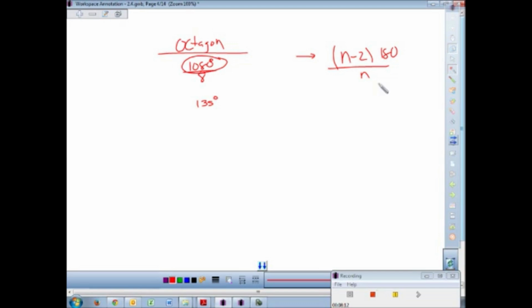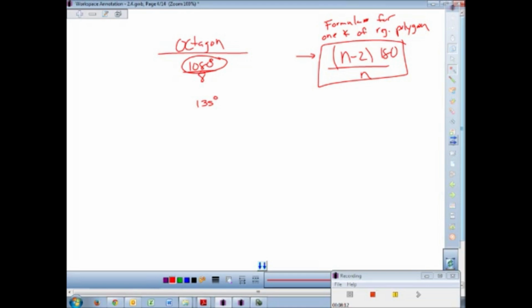Or n? N. Let's write that off to the side up there by this problem, by the instructions, that this is the formula that we're using. This is the formula for one angle of a regular polygon. This is the formula for one angle of a regular polygon. You all down with that?